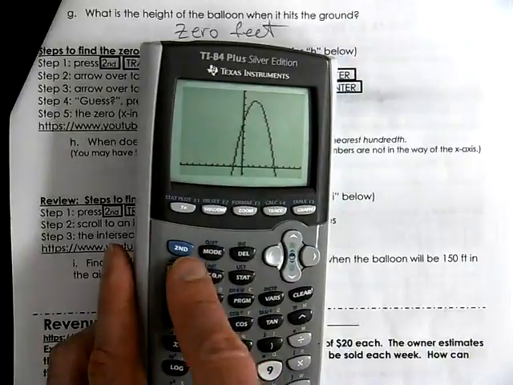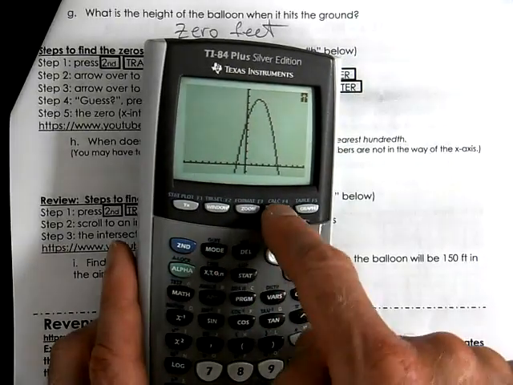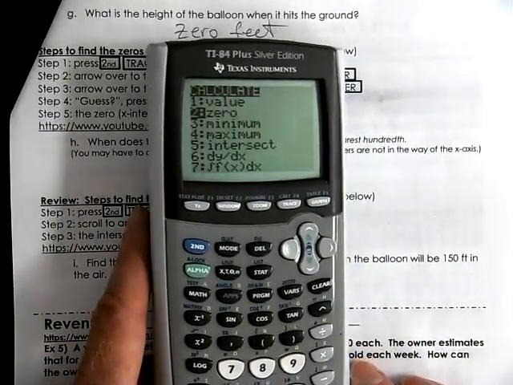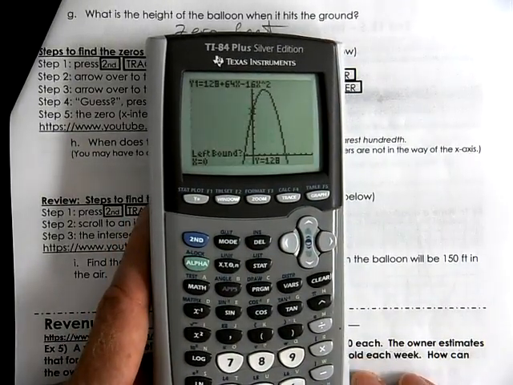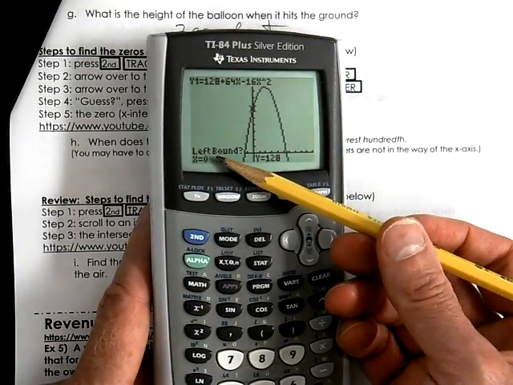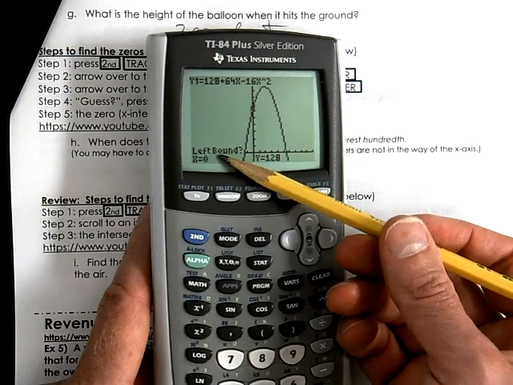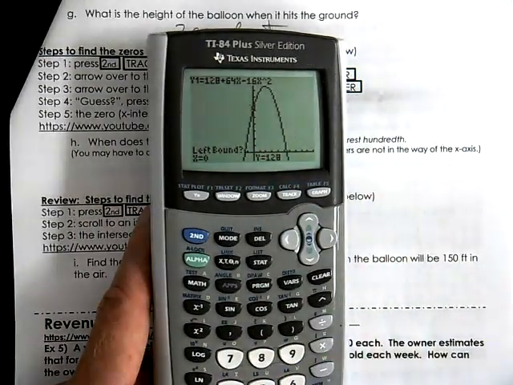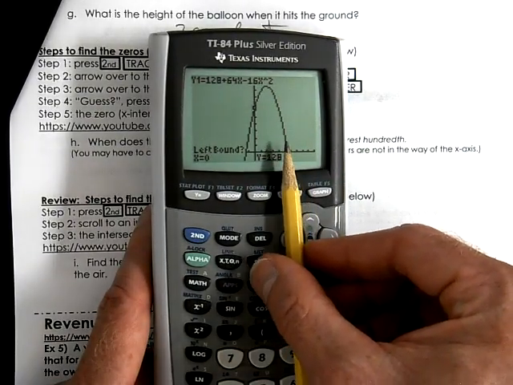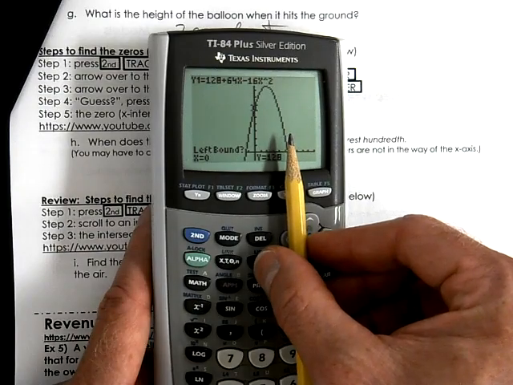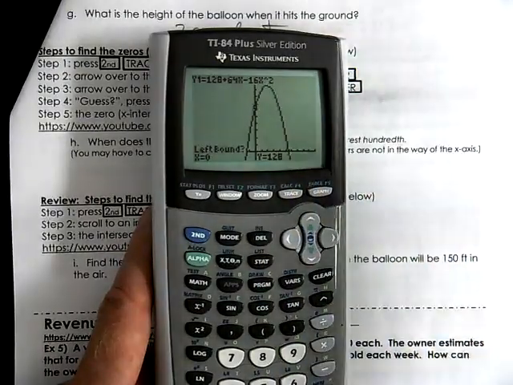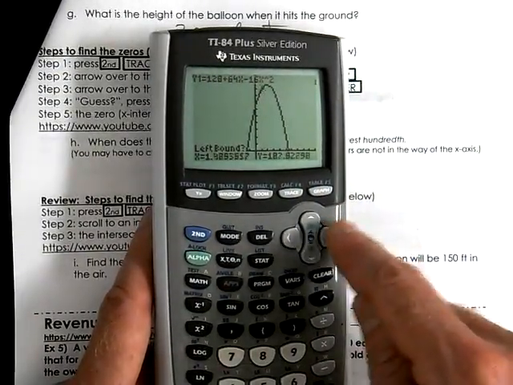So, what we're going to do is do second trace. You're looking for 0, so that's number 2. What's it say here in the left-hand corner? Okay, it says left bound. So we need to be to the left of where we think the 0 is. To the left of that. Well, I'm way over here, so I am definitely to the left of it. That's fine. Or you can get closer. It doesn't matter.